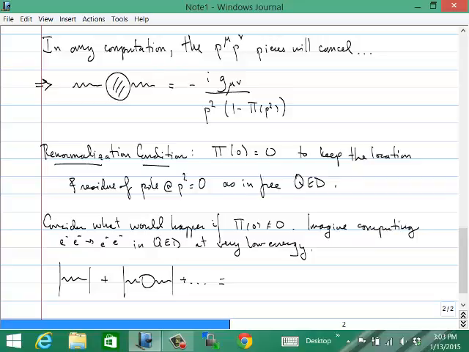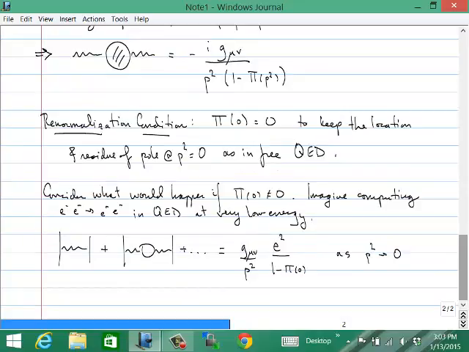And what you would get in the limit where you're taking the energy very low, that is to say p to 0, this would be g mu nu over p squared. You would have 2 powers of the electric charge e squared, because you have 2 interaction vertices. And then you would have this factor of 1 minus pi evaluated at p squared equals 0, as p squared goes to 0.